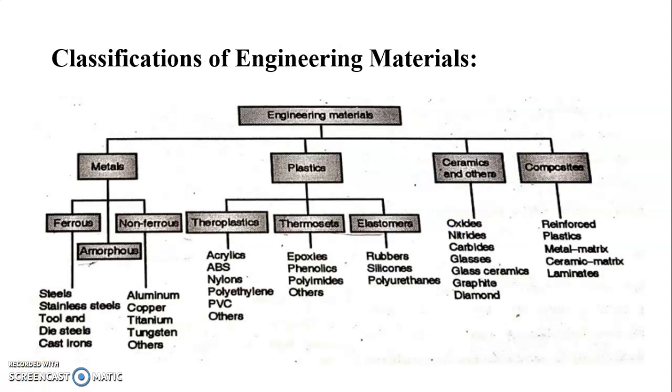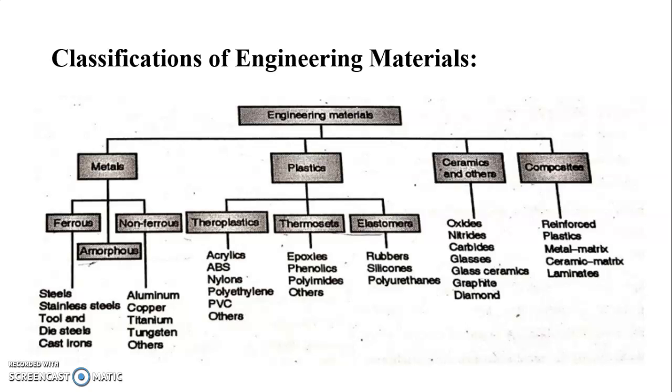Next, this is the diagram of classification of engineering materials. There are mainly four types: metals, plastics, ceramics and others, and composites. Under the category of metals, there are three types: ferrous, amorphous and non-ferrous. Under ferrous materials there are steels, stainless steels, tool and die steels, and cast iron. Under non-ferrous, there are aluminium, copper, titanium, tungsten and other materials.